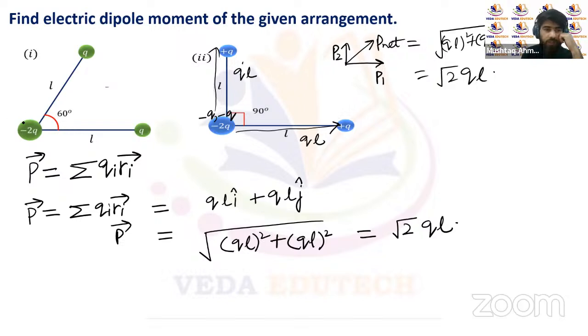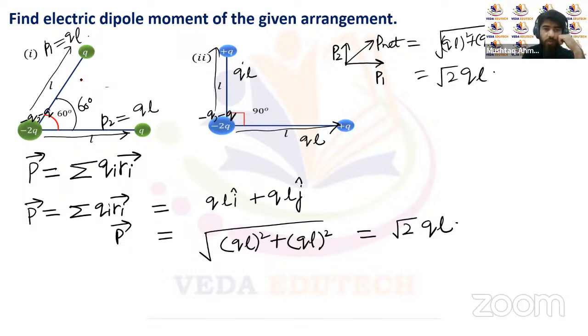For part one, we'll once again do the same thing. We'll distribute these charges, minus q, minus q. One dipole moment will be along this direction, another along this direction. Let's suppose this is P1 and this is P2. Both these dipole moments are at an angle of 60 degrees. P2 is q into L, and P1 is also q into L. These are the two vectors at an angle of 60 degrees with respect to each other.